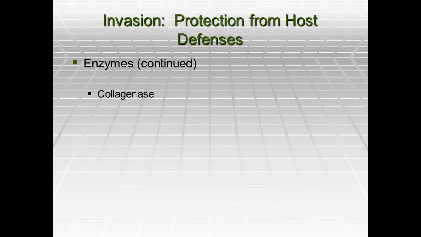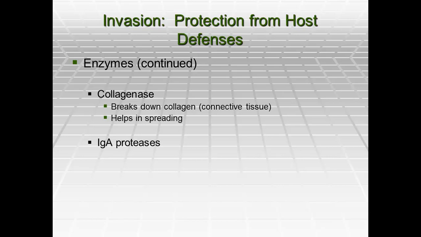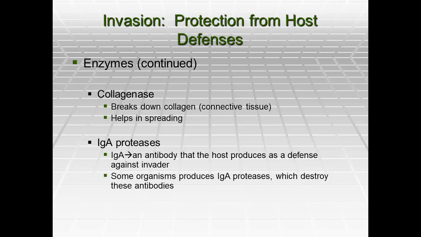Continuing with enzymes, collagenase breaks down collagen, which you know is connective tissue, so it hydrolyzes collagen, and this helps in spreading. IgA proteases. IgA is an antibody that the host produces as a defense against invaders. Some organisms produce IgA proteases, which destroy these antibodies. So IgA proteases destroy IgA antibodies. Example, Neisseria meningitidis, which causes meningitis.